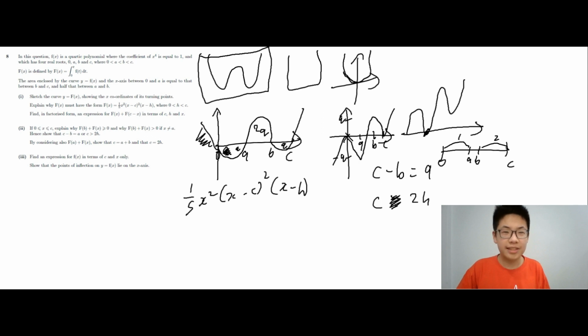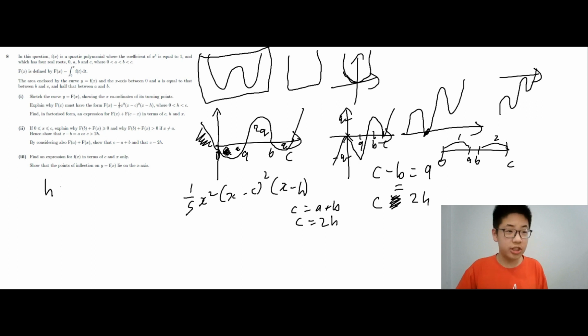But we are now going to show that C is equal to 2h, because F of A plus F of x is always below 0. That's why I said the quartic actually has reflectional symmetry, because otherwise the area won't be Q, it will be Q and R, where R is not equal to Q. So this means that C must be equal to A plus B, and C is equal to 2h. Yes, that's right. And C equals A plus B immediately follows from C minus B equals A. So we have our expression for F of x in terms of C and x only.